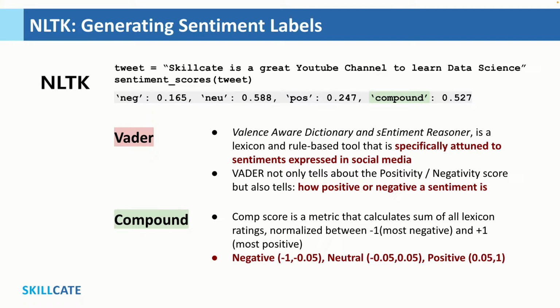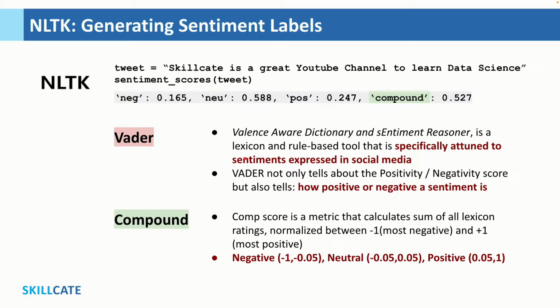Next up, let's discuss NLTK sentiment Vader. Again, for the same tweet, Vader gives us 4 values: the likelihood of the sentiment being negative, neutral, positive, and the 4th number, compound. Vader is the Valence Aware Dictionary and sEntiment Reasoner, which is specifically trained on sentiments expressed in social media. So it's quite accurate in that sense.